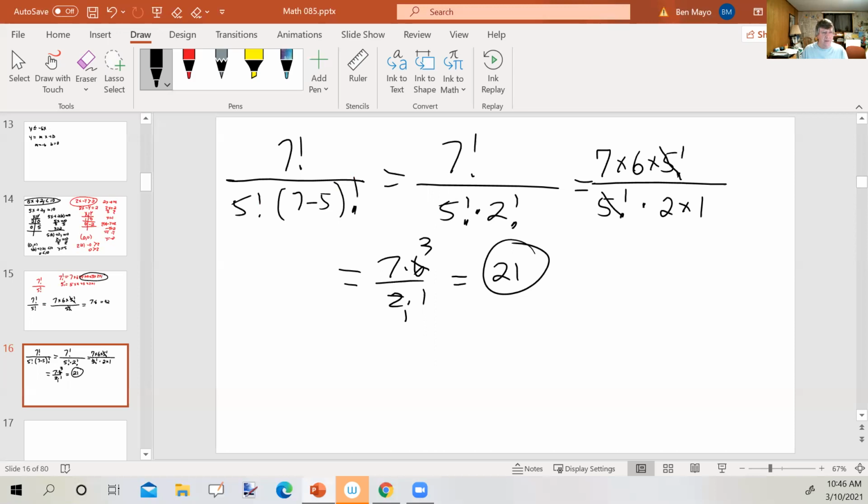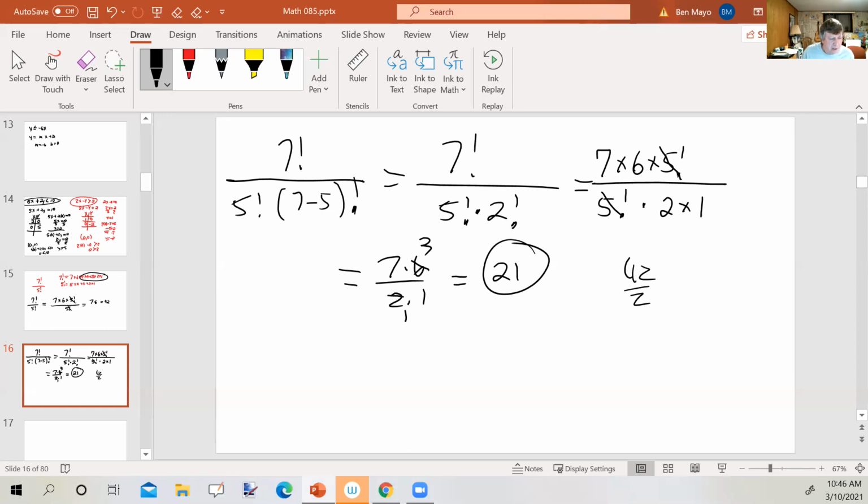We okay with that? Do you have to reduce those? Yeah. So if you left it as 42 over 2, that would not be simplified as much as it should be. Oh, okay, got it. All righty.